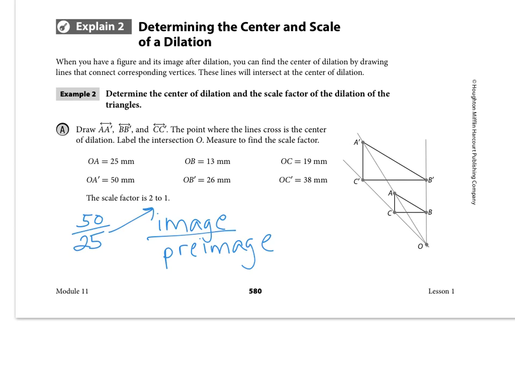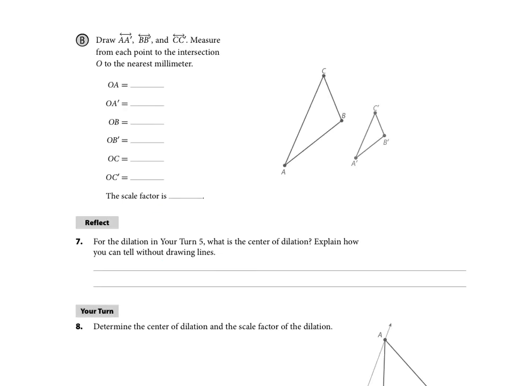On the next page, continuing this idea, we're going to take our ruler and draw some lines in, and we're going to find the point of intersection of the lines between A prime, B prime, and C prime. And after we find that point of origin, we're going to measure out to the nearest millimeter, what you can see in the instructions there, to find the scale factor.